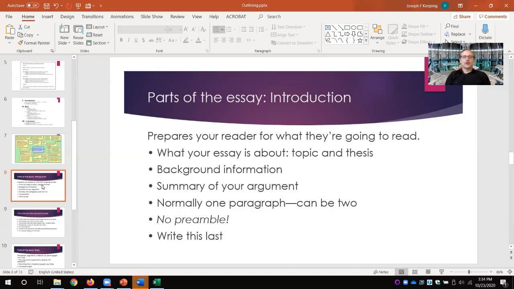If you do put off the introduction until last, you can write it almost mechanically, like you hardly have to think about it at all. You just have to make sure it fulfills certain requirements, that it has certain contents. Let's talk about those now.